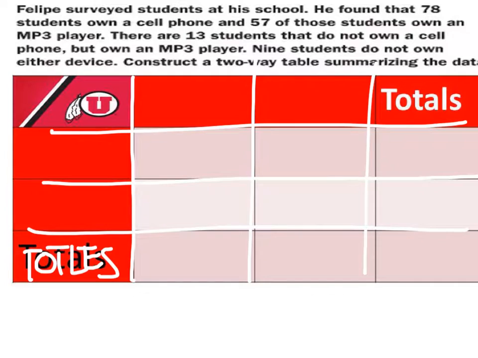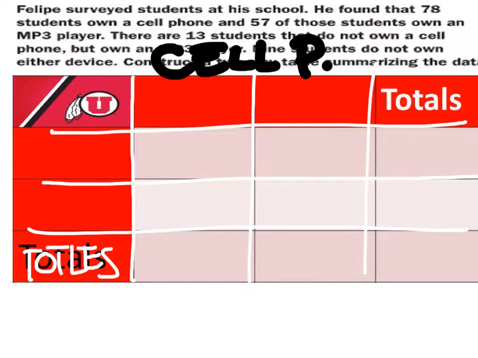But notice here, Philippe surveyed students at his school, and he found that 78 students own a cell phone, and then 57 of those students own an MP3 player. So notice the two things we have up in here. We've got either they've got a cell phone, so we've got cell phones, and we've got MP3s.